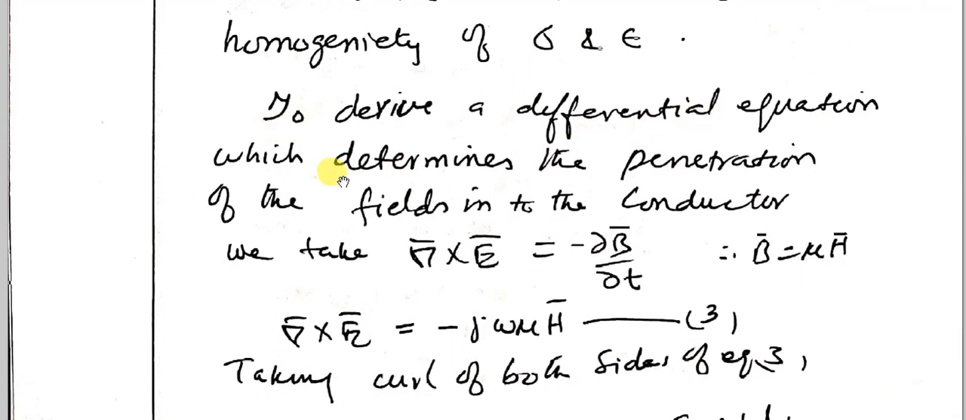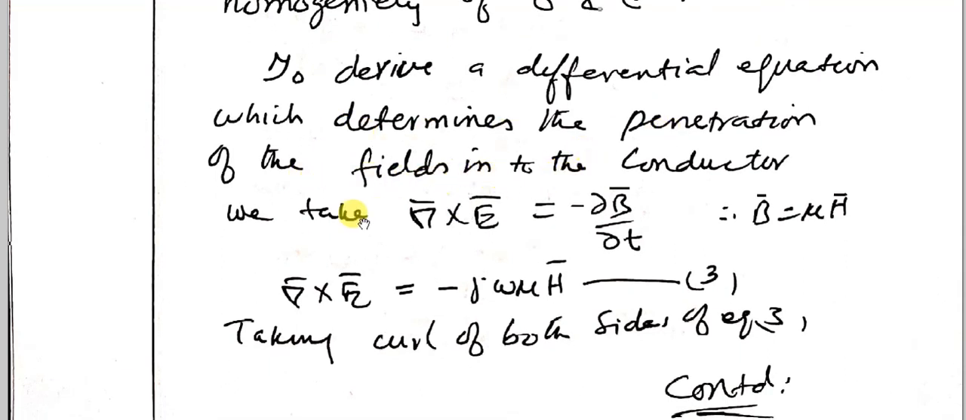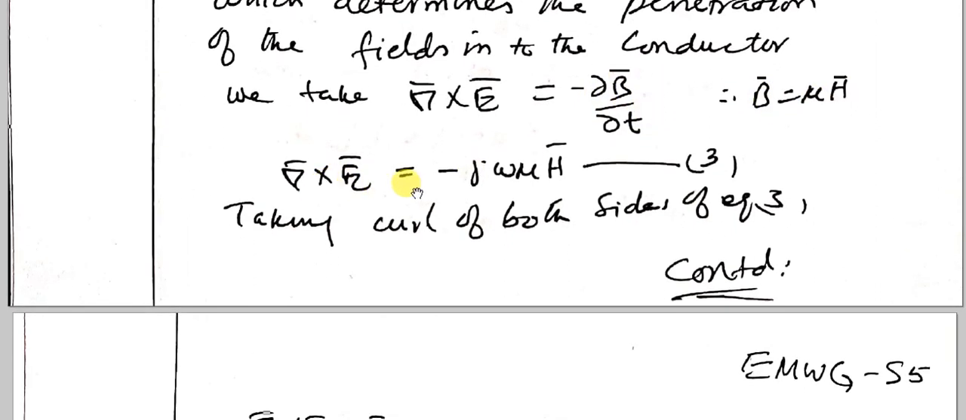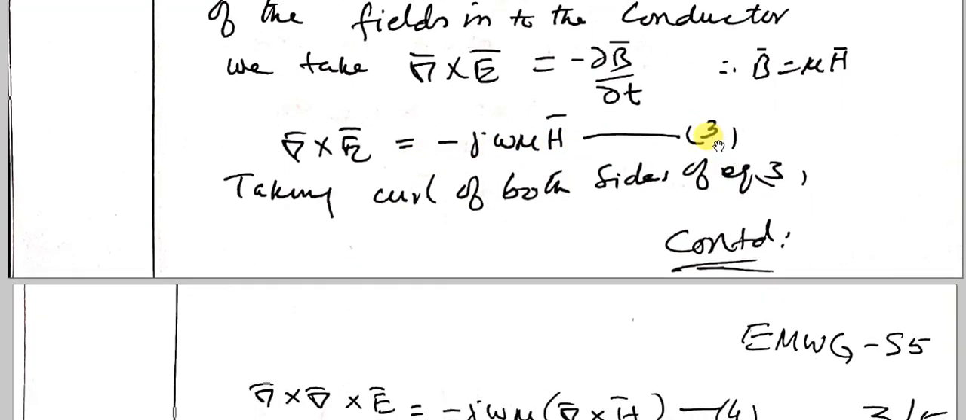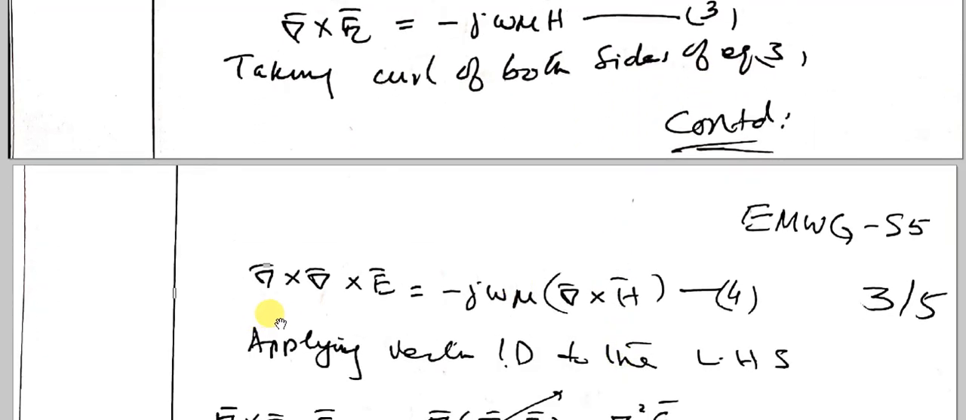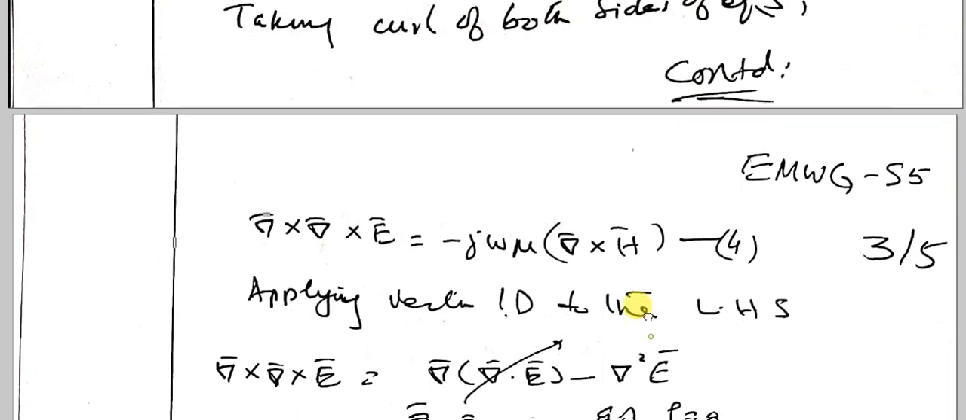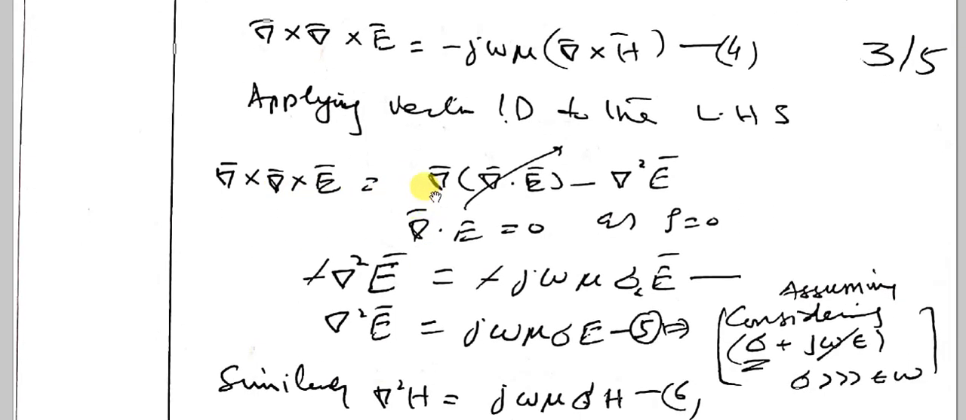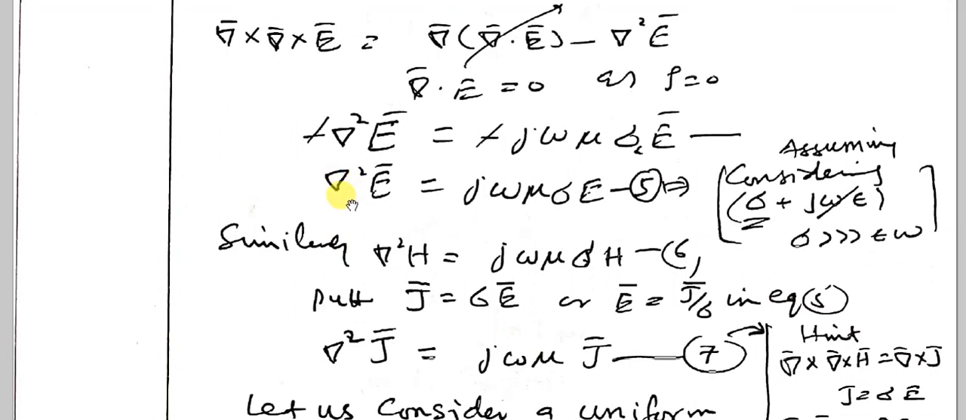Now to derive the differential equation which determines the penetration of the field in the conductor, we take the curl of E. This is the famous Faraday law: curl of E is equal to minus delta B by delta t. B is equal to mu H, so curl of E is equal to minus j omega mu H. This is equation number 3. Now taking the curl of both sides of equation 3, we get the curl of curl of E equal to minus j omega mu curl of H. Applying the vector identity to the left hand side, curl of curl of E is equal to the gradient of the divergence of E minus del squared E. Since the divergence of E is equal to 0, we are left with the final equation after simplifying and cancelling the like negative signs.